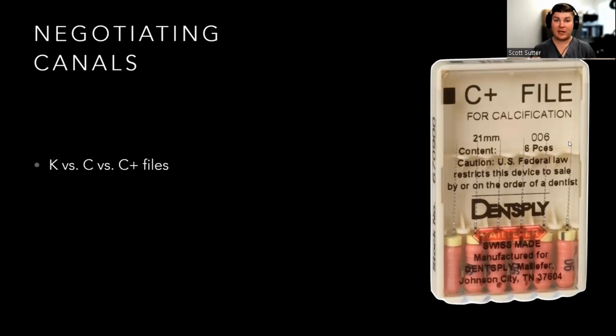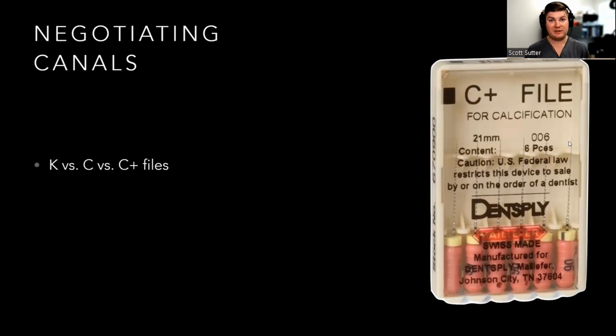Yep. So Ks are an .02 taper. Cs are an .02 taper, but they're made with a stiffer metal. Both of those are non-cutting at the end, so the end is blunted. The difference with C+ files is they are sharp on the end, so they can create their own canal, and they are stiffer. So I would never recommend dental students ever use C+ files, never recommend general dentists use C+ files. If you're doing those, just send it to an endodontist. But for all of you, this is where these do come in handy.